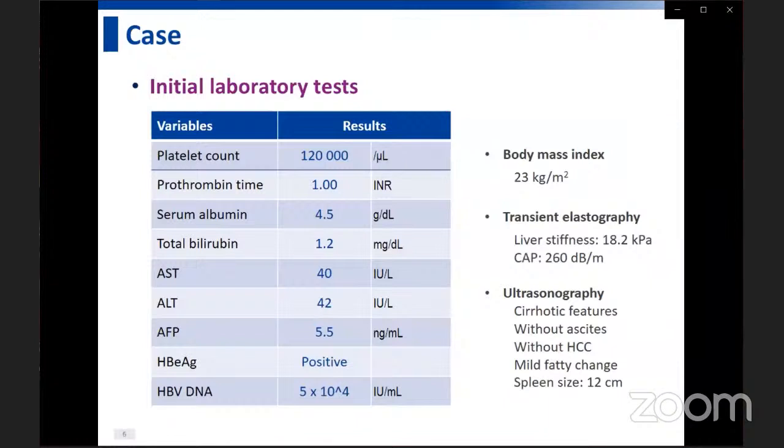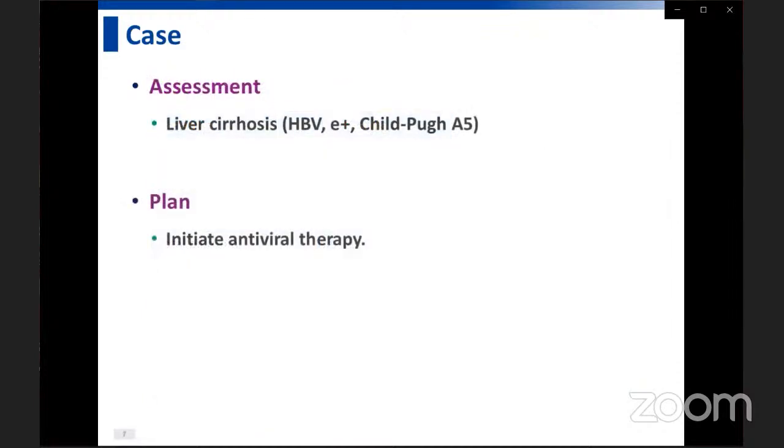His BMI was 23. His liver stiffness was 18.2 kilopascal, suggestive of liver cirrhosis. The patient had mild fatty liver based on his CAP value. Similarly, liver cirrhosis was highly suspected based on ultrasound finding. Thus, the diagnosis was compensated liver cirrhosis caused by hepatitis B virus. Antiviral therapy was initiated.